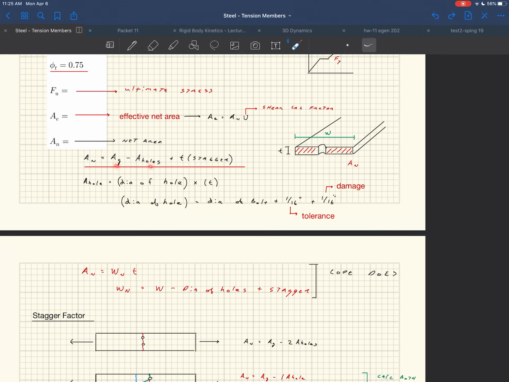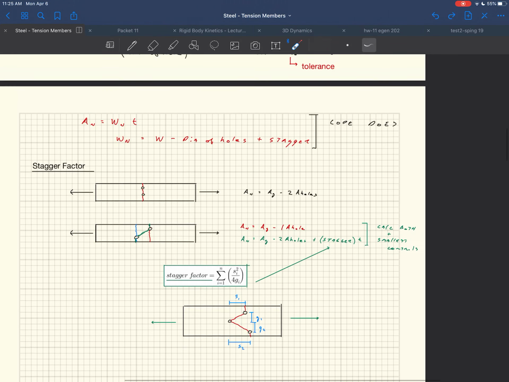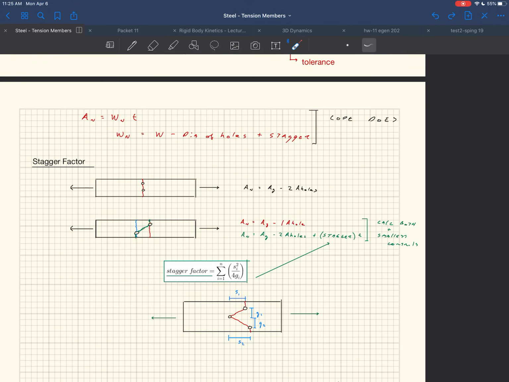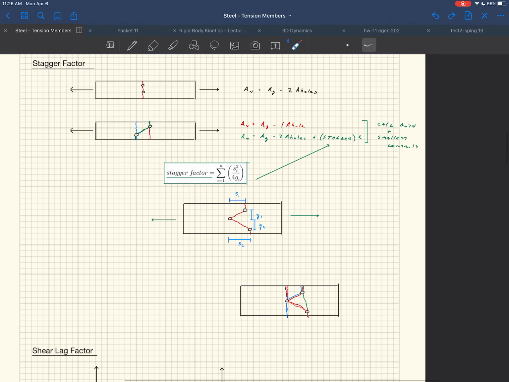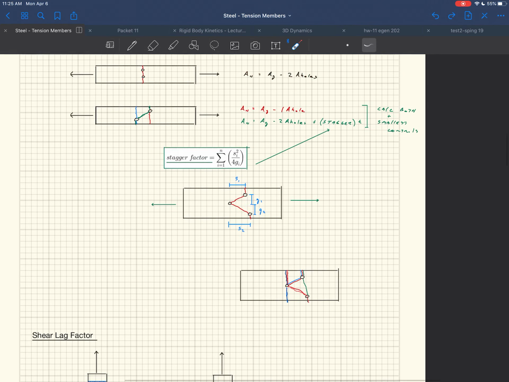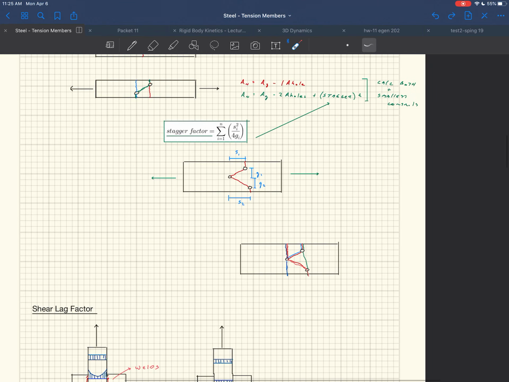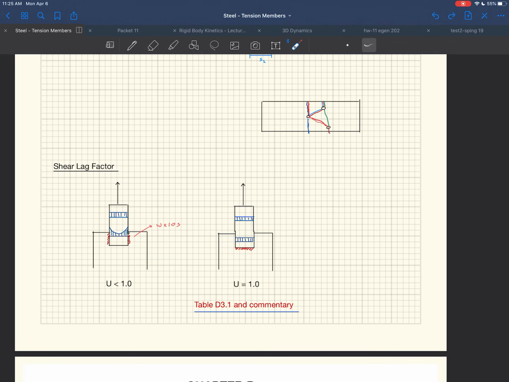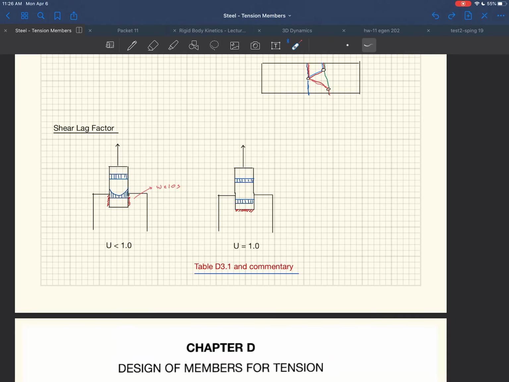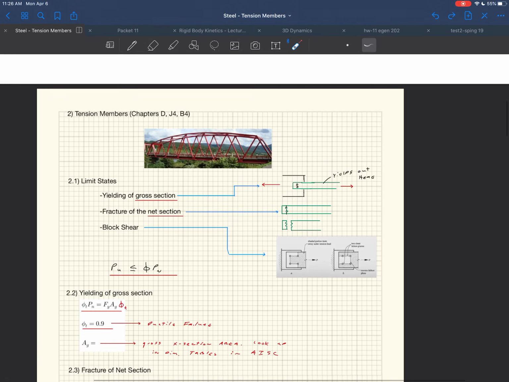What is An? Well, it's the gross area minus the area that the holes take up, plus t times a stagger factor. That stagger factor is there to account for the fact that you can get an increased capacity if you stagger your holes, right? There's more area that you have to rip through. And then you have another mini limit state as you go along. Is it going to rip through one hole? Is it going to rip through two holes? Is it going to rip through three holes? You have to calculate all of your Ans, and the smallest An is the one that controls, right? And then you have the shear lag factor that you have to account for eccentricities in your connections, and the effects that would have on your capacity.